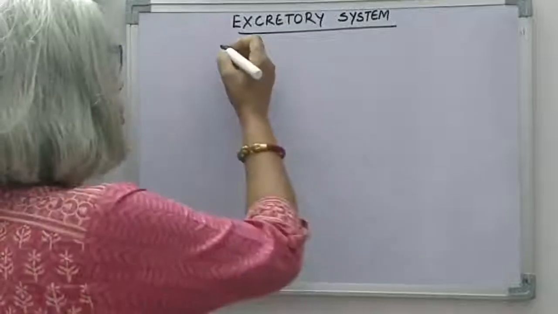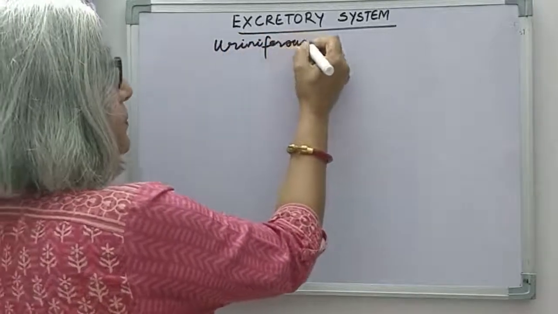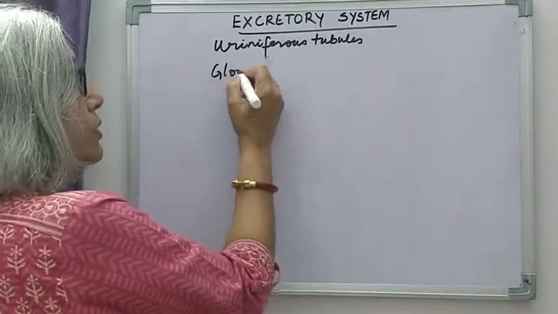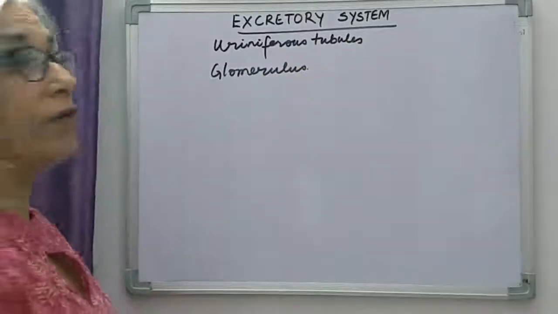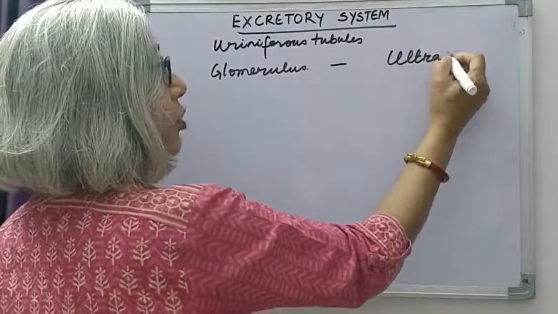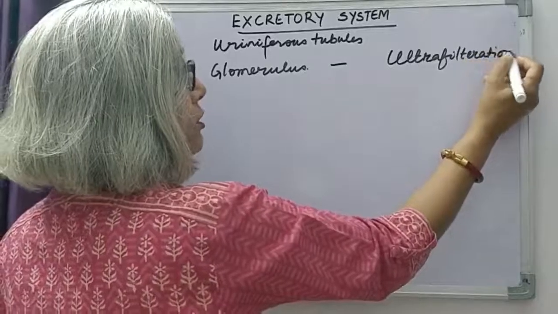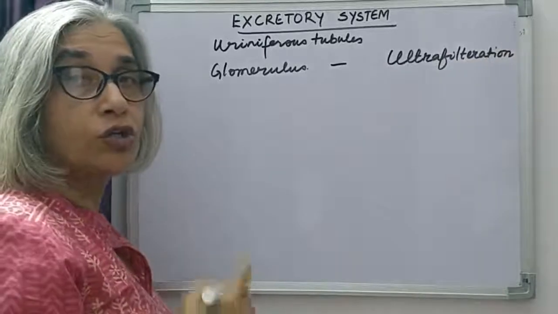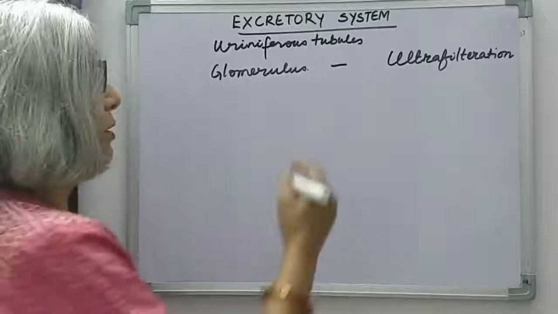Now, you know, uriniferous tubules have the following parts. First is the glomerulus, which is a network of capillaries formed by the afferent arteriole. The function performed by the glomerulus is ultrafiltration. Filtration of blood under high hydrostatic pressure because of difference in diameter of afferent and efferent arteriole.